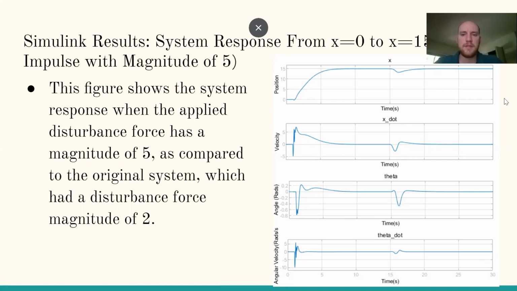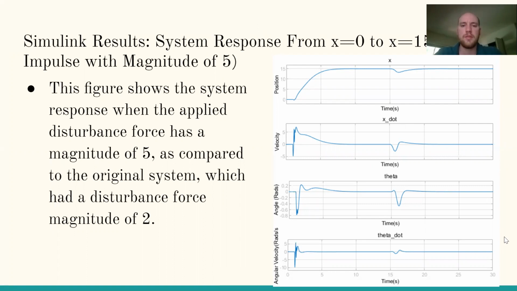For this set of trials, instead of changing the distance that the cart may travel, we're changing the applied disturbance force. In this case, we're changing it from 2 to 5. We can see the main difference on the figure is the dip in the middle. If we compare that to the aforementioned figures, we can see that this dip is quite larger than before. This is expected as the controller needs to exert more force to counteract the disturbance force.